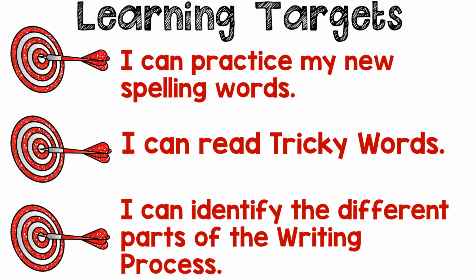We practiced our spelling words, our new spelling words for the week. Those were those ing words. You drop the E on a long vowel and add ing. If it's a short vowel, you double the consonant at the end. We read our tricky words, and our new word for the week is were. And we identified different parts of the writing process. So tomorrow we're going to use these story elements for the milk, and we're going to start the writing process.